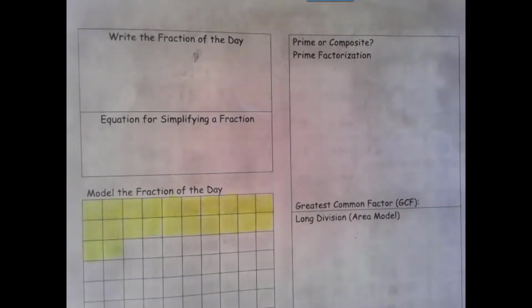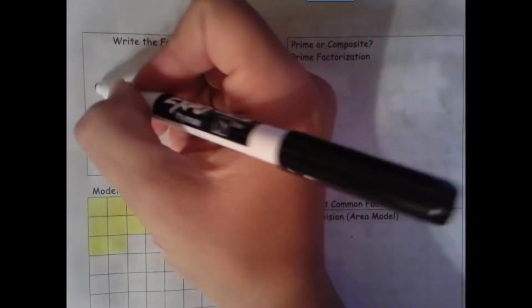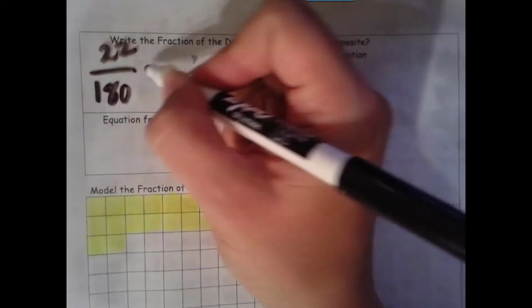All right, let's start off with our beginning fraction. We have a total of 180 school days. We're on day 22.